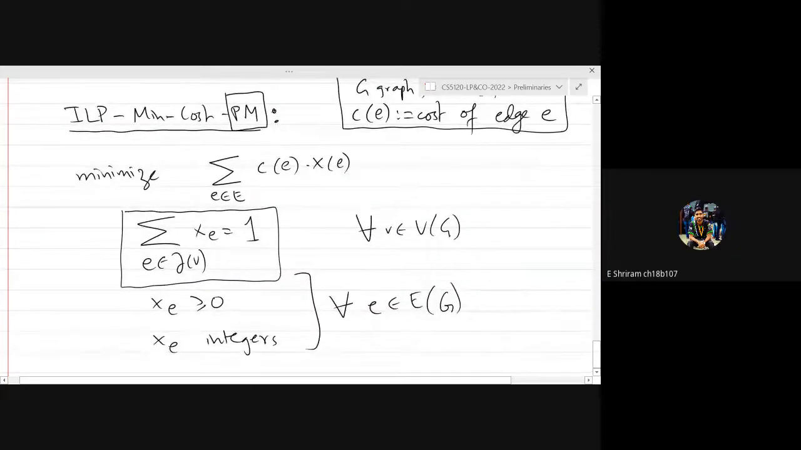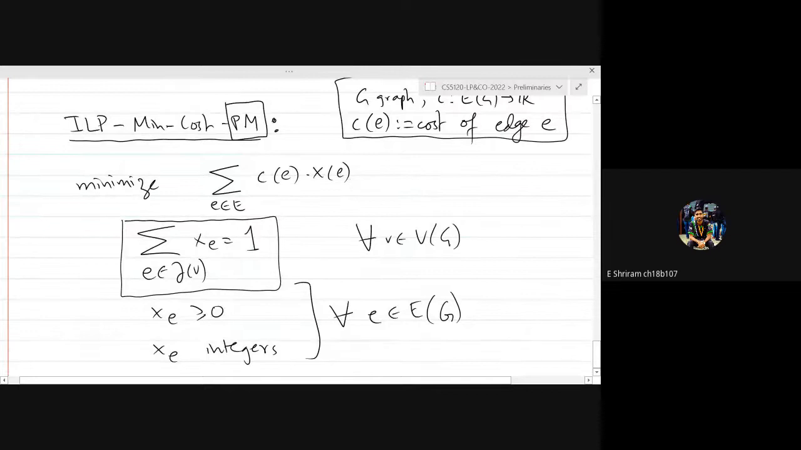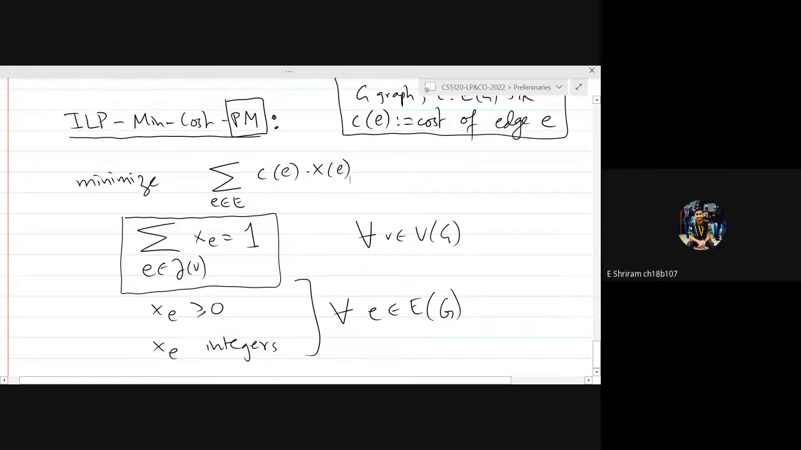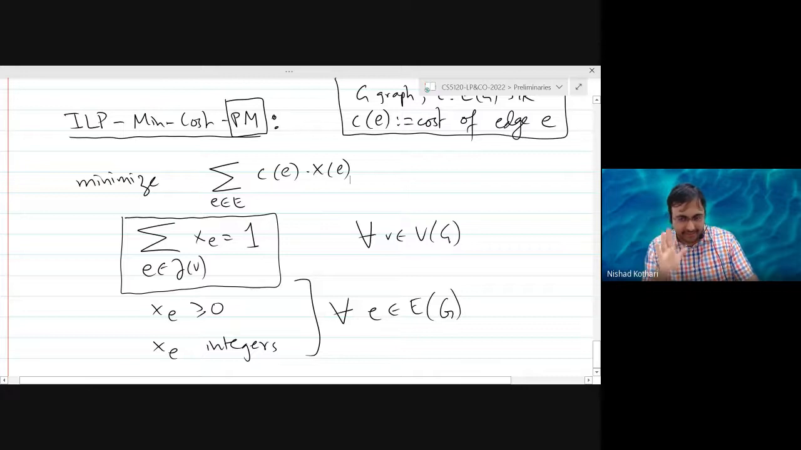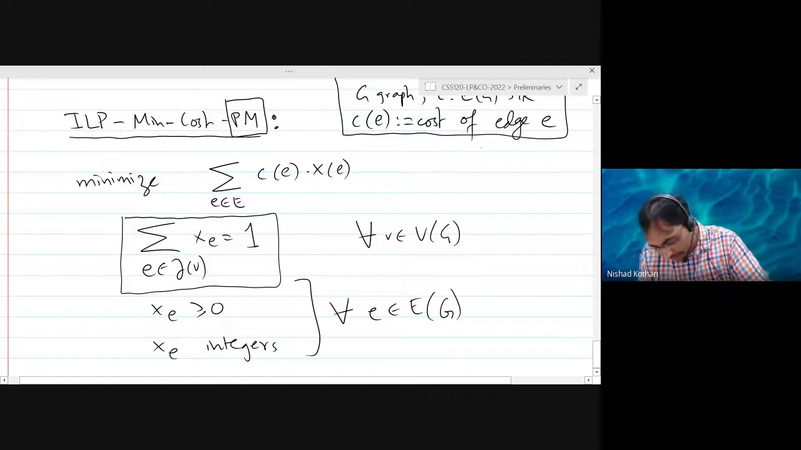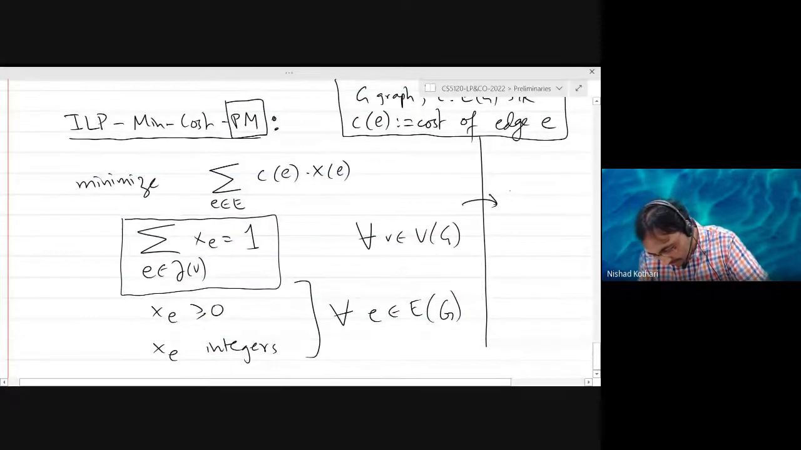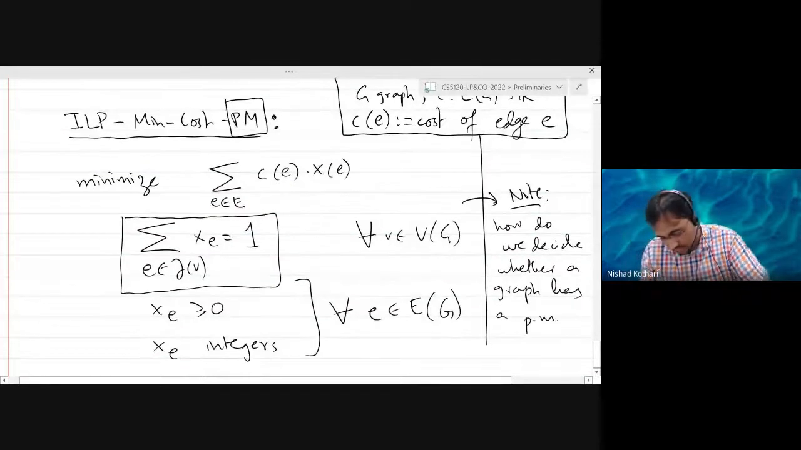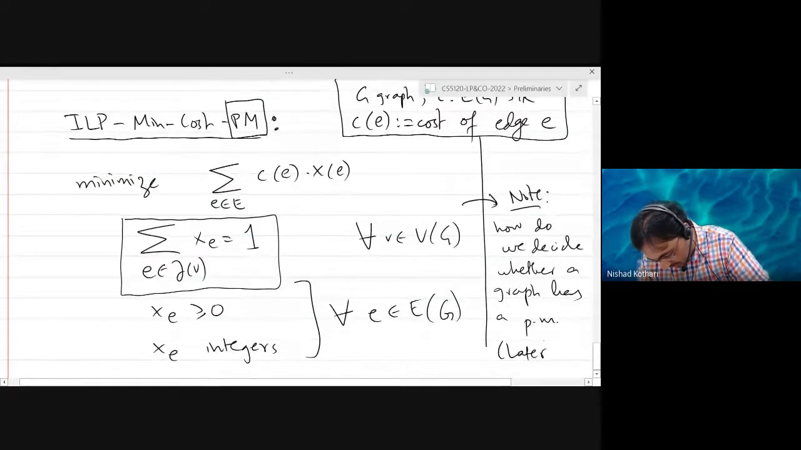Sir, can we tell that the graph has a perfect matching just by looking at the input which we have? Good point. Right. So we will come to that very shortly. I'll address that either today or in the next lecture. Okay. So maybe I'll just make a note here: how do we decide whether a graph has a perfect matching? And I'll just make a note that we are coming to this later. Okay.